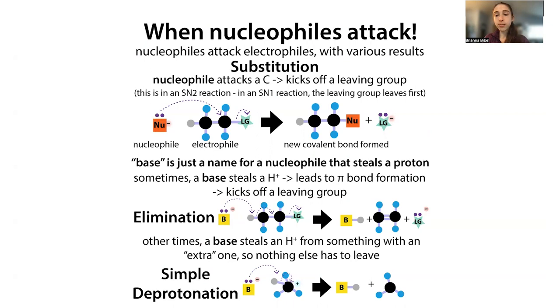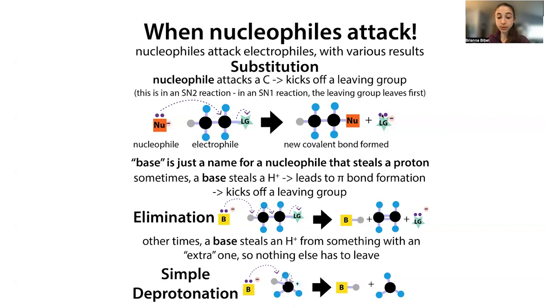But in the case of selenocysteine, well, it's normally in its negative charge form. It's all ready to go. And so it can attack an electrophile. And then selenocysteine also is able to serve as a good leaving group. So it's able to get kicked off and be happy by itself.